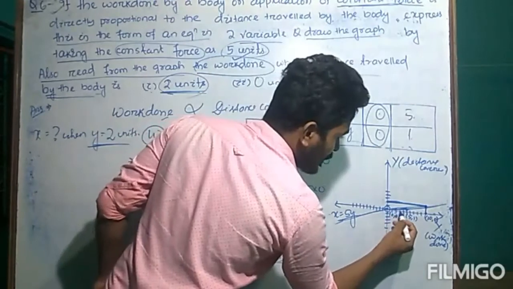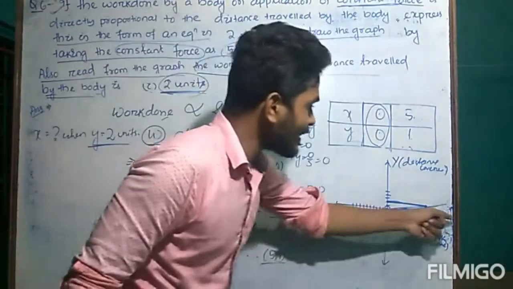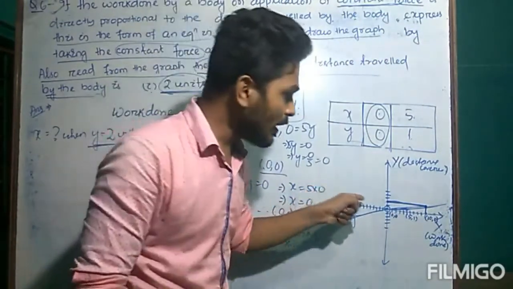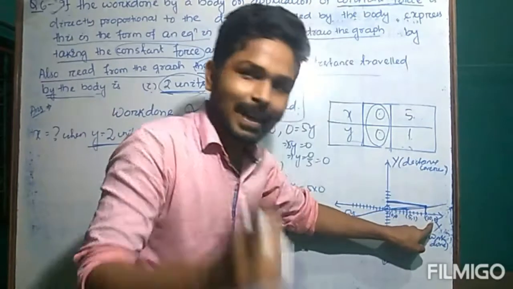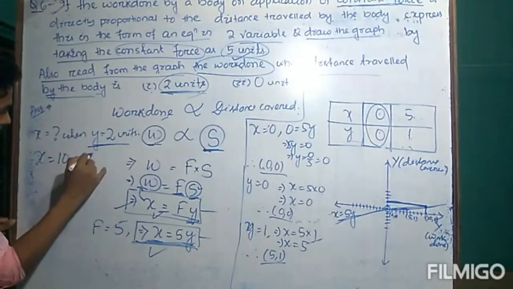See, count 1, 2, 3, 4, 5, 6, 7, 8, 9, 10. On the x-axis, as you have to find the x coordinate. Why? Because the x coordinate is the work done. So here the x coordinate is 10 units. So from the graph, you find your x coordinate is 10 units.